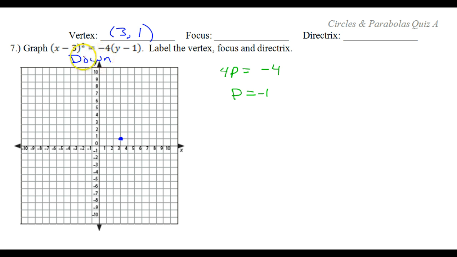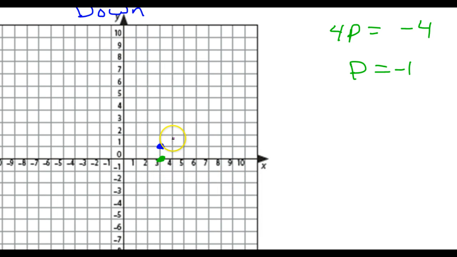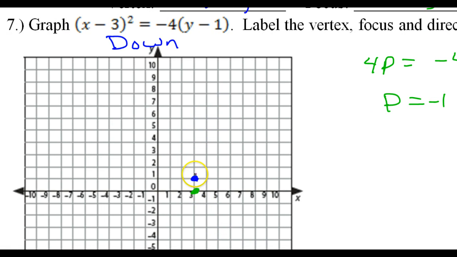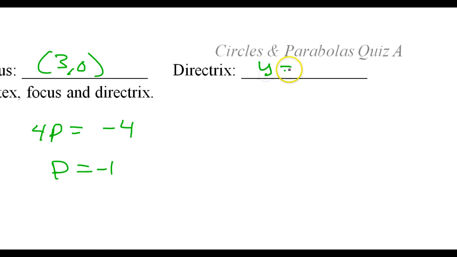So that means I'm going to go down 1. So that means my focus is going to be right here. So my focus is 3, 0. I feel like I should zoom in, so tiny. So there's my vertex, there's my focus. My directrix has got to be p in the opposite direction. So my directrix will be right here. Horizontal lines are y equals, so that's y equals 2 right there. So y equals 2.